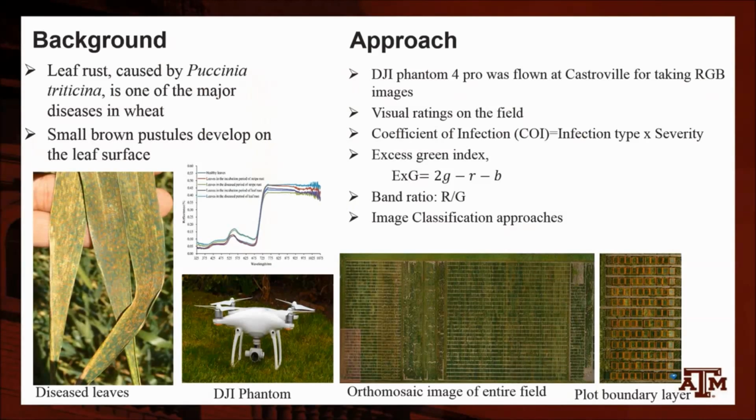The image over here is the orthomosaic image of the entire field, which is almost 20 acres. For this study, we are focusing mainly on this corner of the field, which consists of 40 different genotypes and 3 replications. The next picture consists of the plot boundary layers, which are used to extract the data from individual plots.